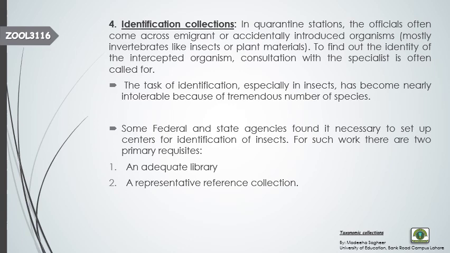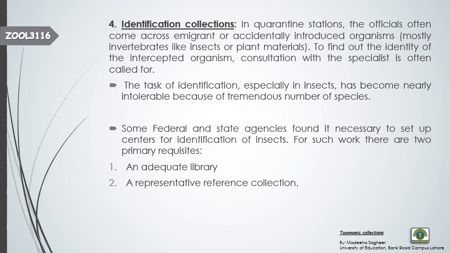So to find out the identity of this intercepted organism, what will happen? They call on a specialist, because they are working on their own groups, so they need other specialists to find the identity of the species that has been introduced accidentally. Some federal and state agencies found it necessary to set up centers for the identification of insects, because identification of insects is very difficult. Why? Because of their tremendous number. Insects are present in a diverse number of species. There are too many insects.